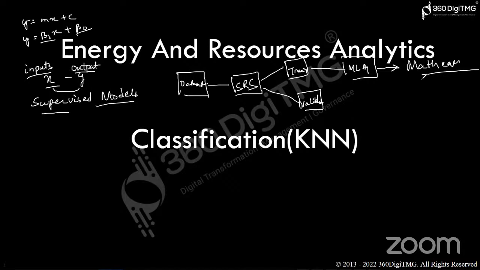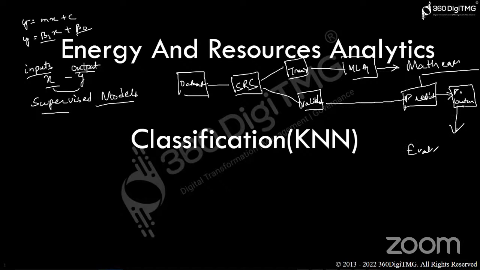Now on the validation set, we will use this math equation to make predictions, and here we will get the predicted outcome. This predicted outcome we can also evaluate, because we have the y value and we are finding the y hat value. So the evaluation can be done by comparing y and y hat. We'll talk about how to do this evaluation later.